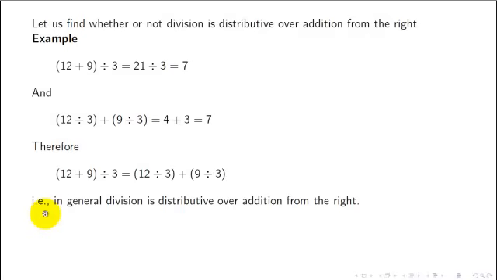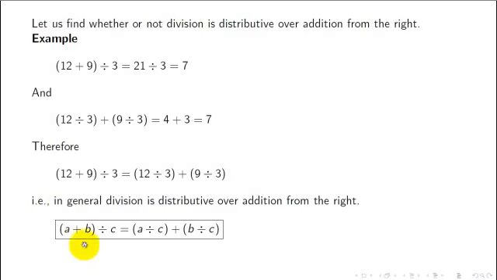That is, in general, division is distributive over addition from the right. You can see that we have this parenthesis and the division sign is on the right side of the parenthesis, and it gets distributed. That is, it goes with A, then it goes with B. You can see that A ÷ C + B ÷ C.